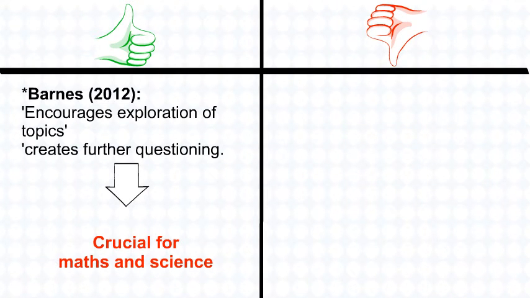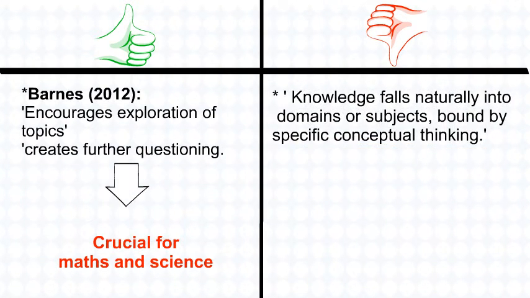In contrast to this, Kerry argues that knowledge falls naturally into domains or subjects which are bounded by specific conceptual thinking, and using procedures that are specific to the subject. This interpretation is key to the central argument of this presentation. Though this may be true for some subjects and therefore they may not benefit from being taught in a cross-curricular way, it does not fit the subject of science and maths.